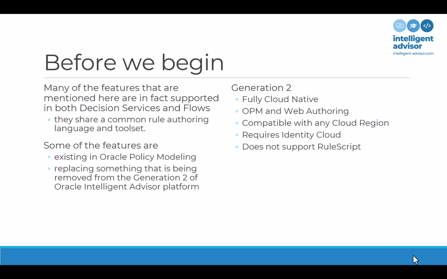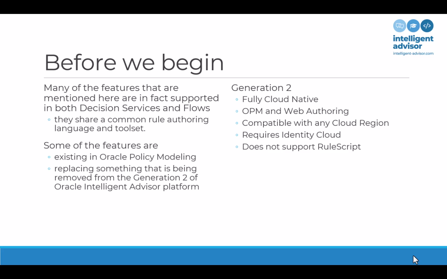And finally, in Generation 2, you say goodbye to one functionality of Oracle Policy Modeling. That was the experimental feature called RuleScript. RuleScript is not supported in Gen 2. So if you've got something written in RuleScript today, and I know many customers have, you'll need to migrate that to another form of rules. And we'll be looking at that in upcoming articles on intelligent-advisor.com.